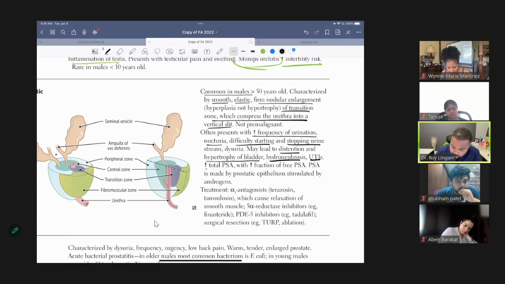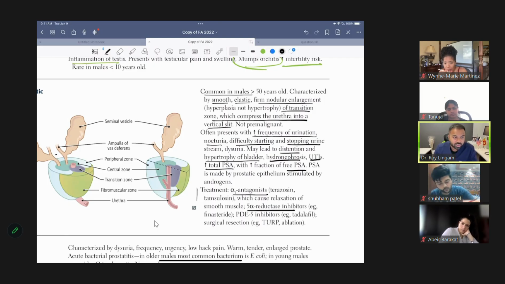We could measure in the blood increased total PSA, or you could do fraction of free PSA as well, folks, okay? What is the treatment? We give alpha-1 antagonist. If you meet anybody more than 65-year-old male, most likely they are taking that medication. It's like the ibuprofen, they have to take it, okay? And if not, we give 5-alpha reductase inhibitor.